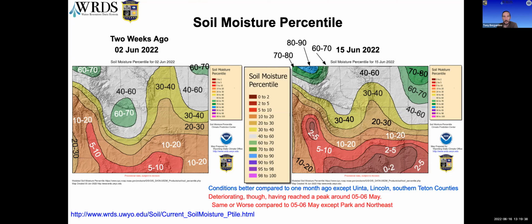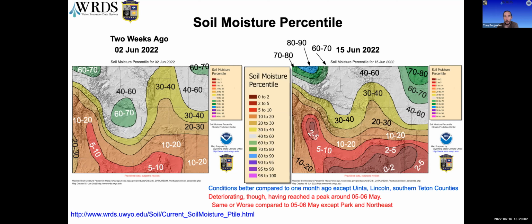It's a different story in the southern part of the state, where we are getting worse. As you can see, it expanded a fair amount in terms of the percentile from the 2nd of June to the 15th, and a major expansion, or actually introduction and expansion, of that 0th to 2nd percentile there across Sweetwater, Carbon, Albany, and then going up into Platte and Laramie counties.